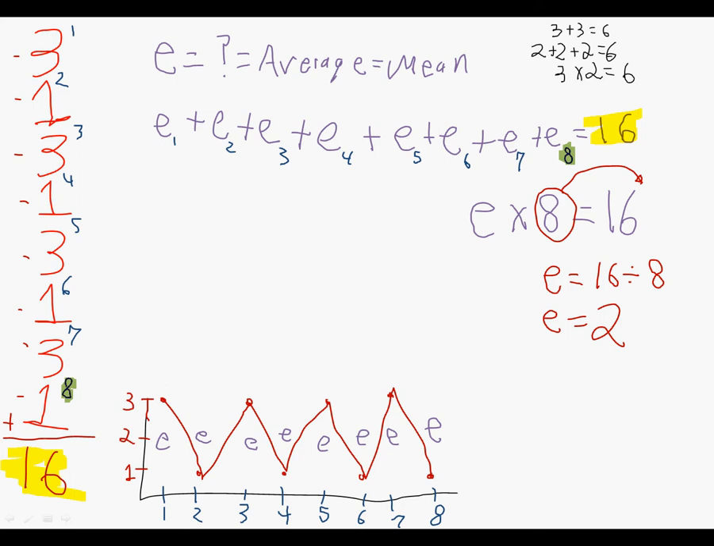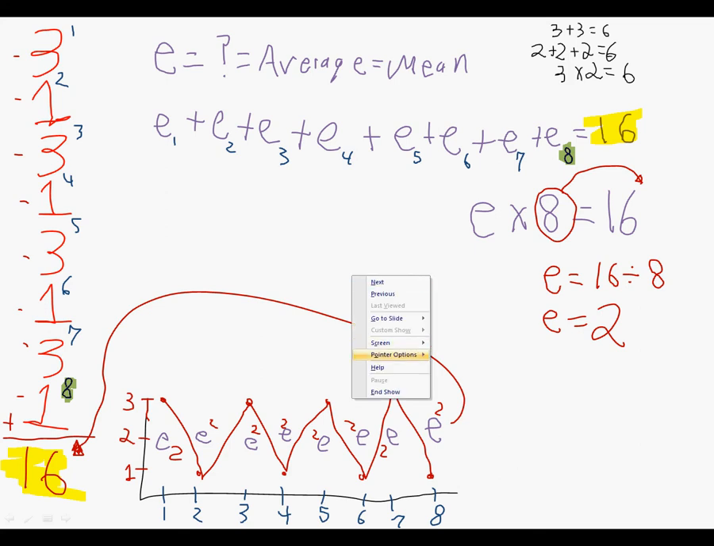But why is it the average? Because 2 plus 2 plus 2 plus 2 plus 2 plus 2 plus 2 plus 2 gives you 16. It's one number adding itself the same number of times as the data entries that you have, giving you the same total that you got when you added everything else. So I hope you understand how that works.